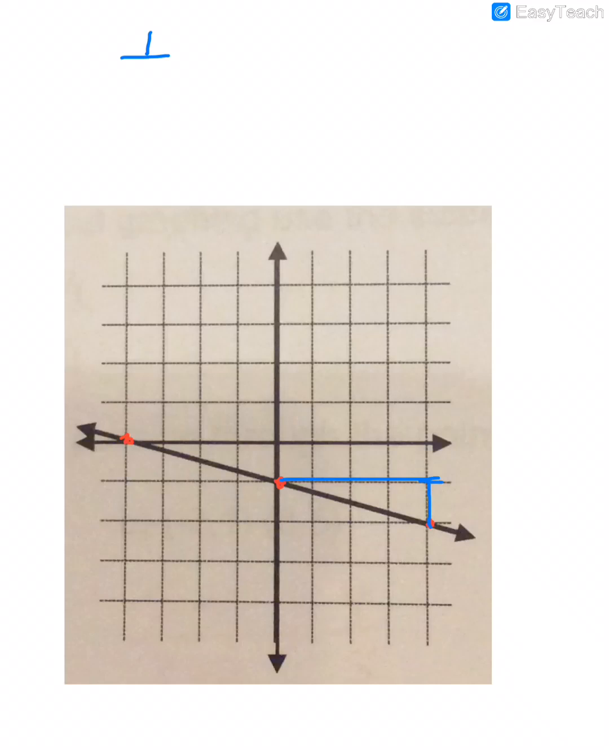So if I'm going up or to the right, it's positive. If I go down or to the left, it's negative. So I rose 1, and then I'm going to the left 1, 2, 3, 4. So that would be a negative 4. So my slope would be a negative 1/4.